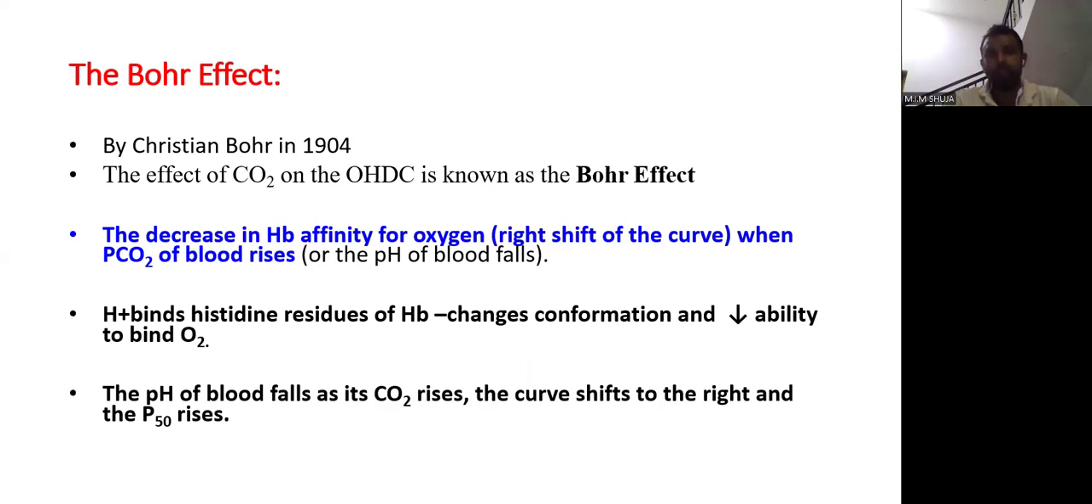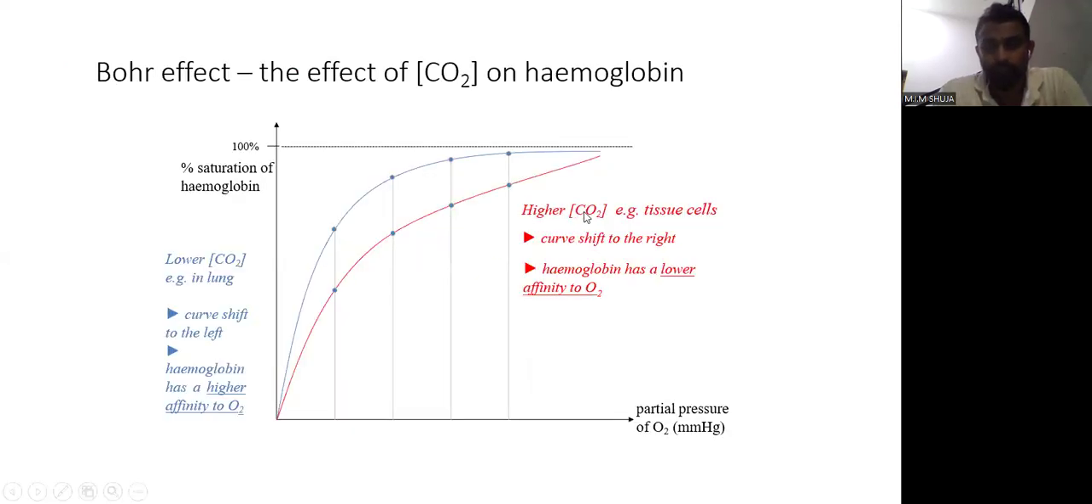The pH of the blood falls as its carbon dioxide rises. It shifts the curve to the right. So when the carbon dioxide increases, the curve is shifted to the right. Then the hemoglobin has a low affinity for oxygen. That is the Bohr effect. When the carbon dioxide is low, the other way occurs, hemoglobin has high affinity for oxygen.